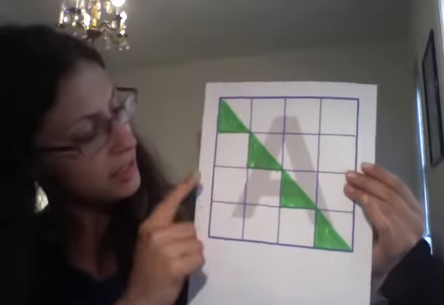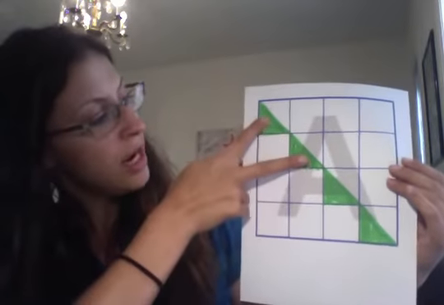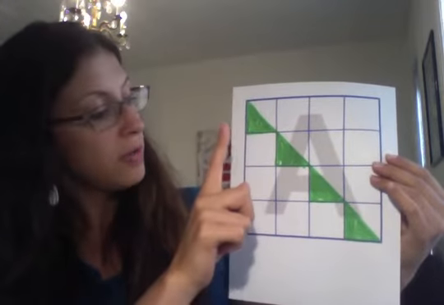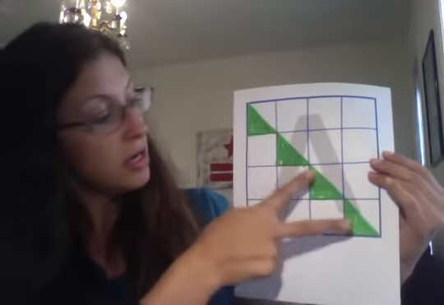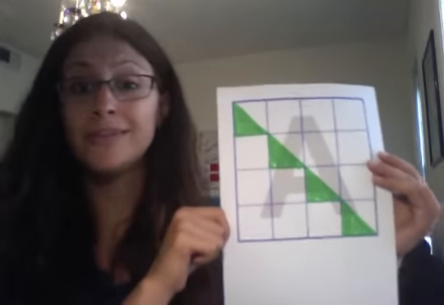So as you can see here, we have 1, 2, 3, 4, 5, 6 square units. But also, these triangles, if we put them together, would make one square unit. So I have 6, 7, 8 square units. So my area of this triangle is 8.